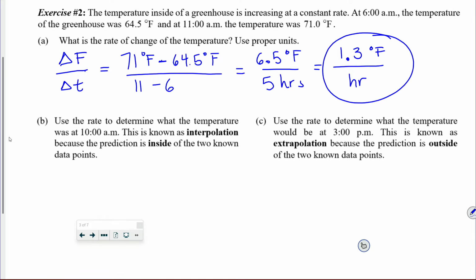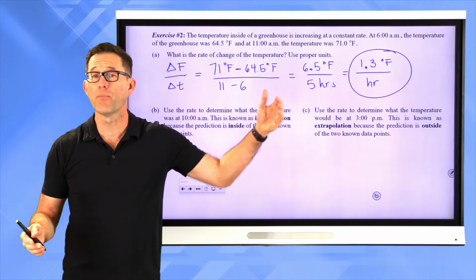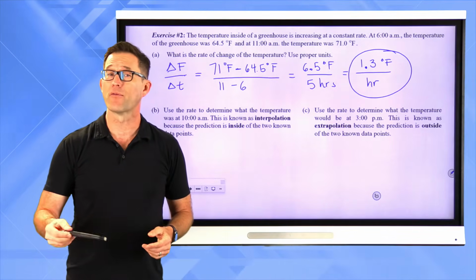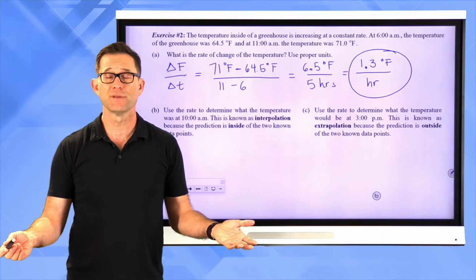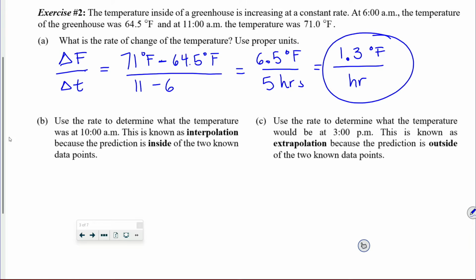And of course, we can interpret that by saying that the temperature is increasing by 1.3 degrees Fahrenheit for every hour that passes. It's as simple as that. Let's take a look at letter B. Use the rate to determine what the temperature was at 10 o'clock a.m. This is known as interpolation because the prediction is inside of the two known data points.